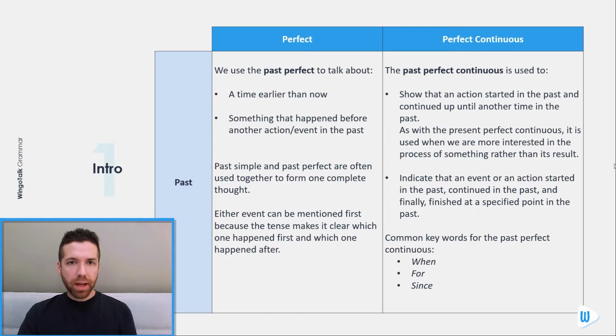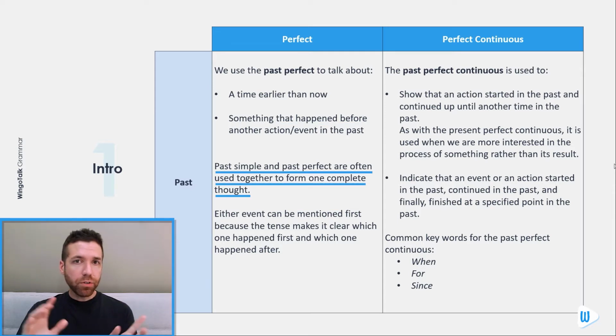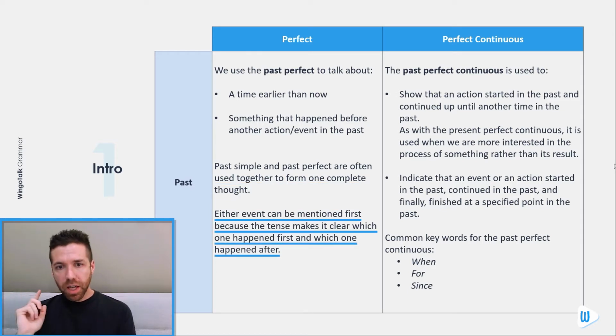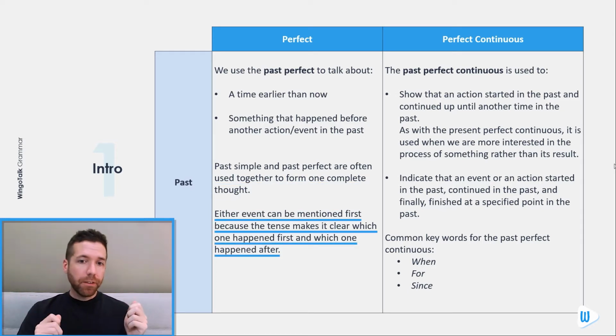Okay, so more past. We use the past perfect to talk about a time earlier than now. Something that happened before another action or event in the past. Past simple and past perfect are often used together to form one complete thought. Either event can be mentioned first because the tense makes it clear which one happened first and which one happened after.